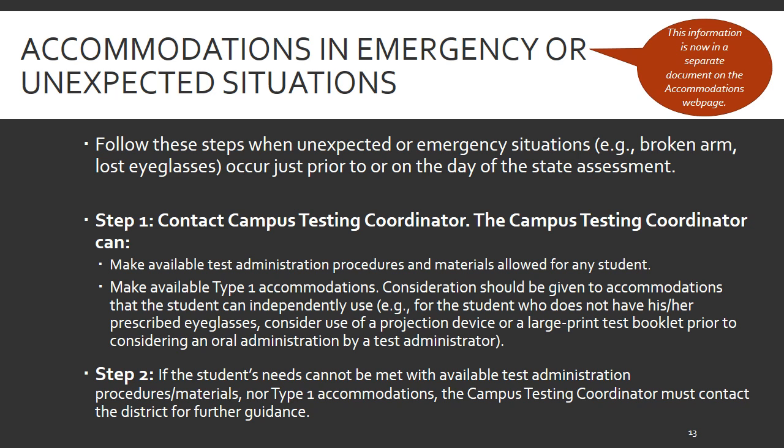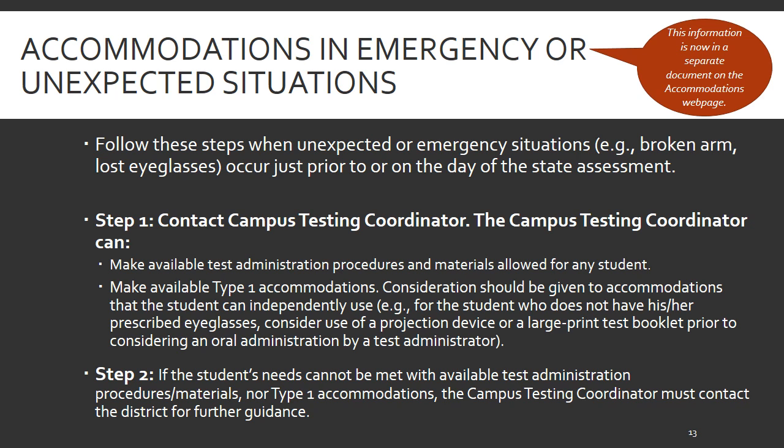Accommodations in emergency or unexpected situations. This information is now in a separate document on the Accommodations webpage. Follow these steps when unexpected or emergency situations, like a broken arm or lost eyeglasses, occur just prior to or on the day of the state assessment. Contact your campus testing coordinator.